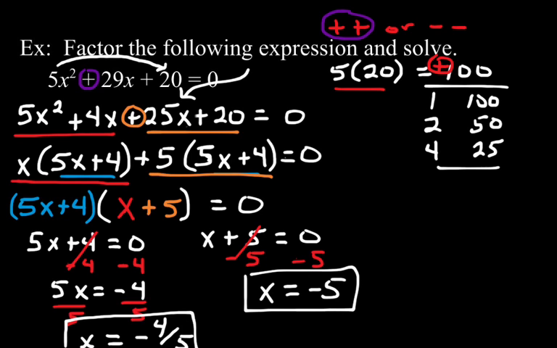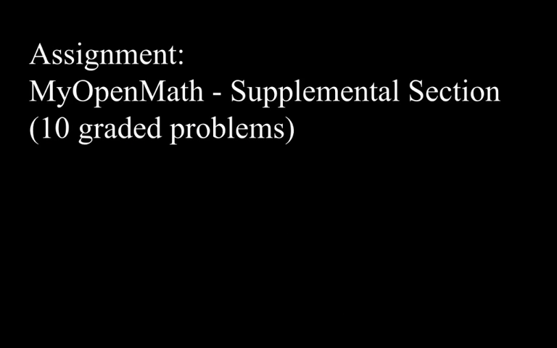You have, whoops, it hasn't updated yet. There we go. You have 10 problems on your supplemental section there. I can't remember exactly. I think it's labeled something like supplemental section or review of factoring, but it's going to be before section 3.1, and you can go ahead and work on those. And again, please, if you have questions, don't hesitate to email me and ask me if I could help you with explaining those.